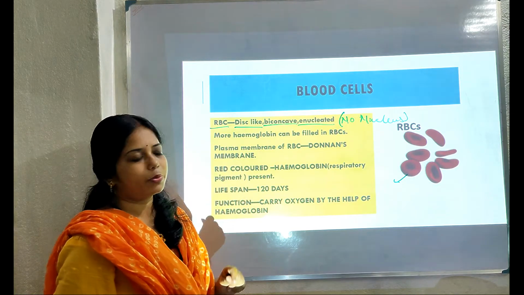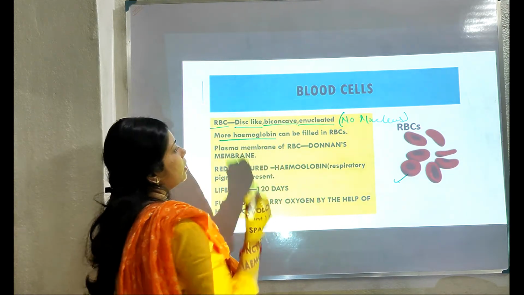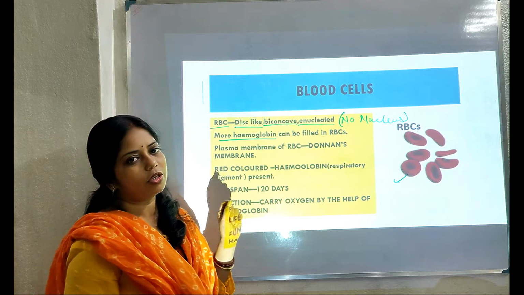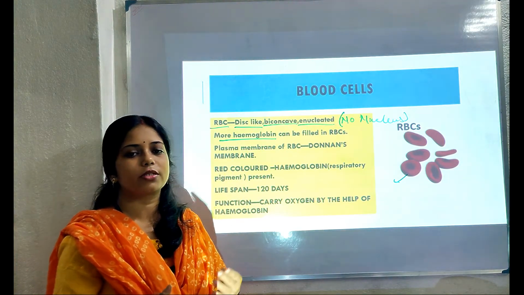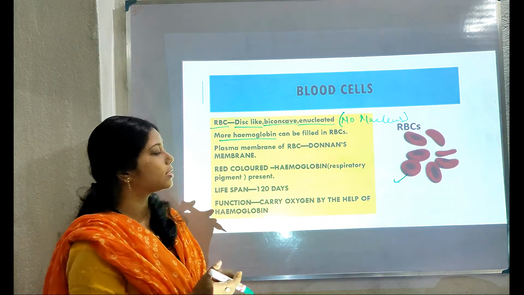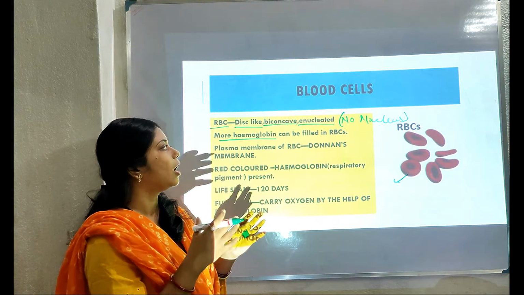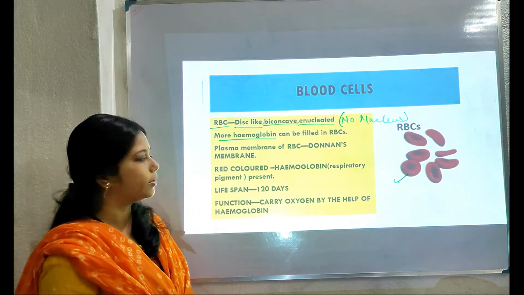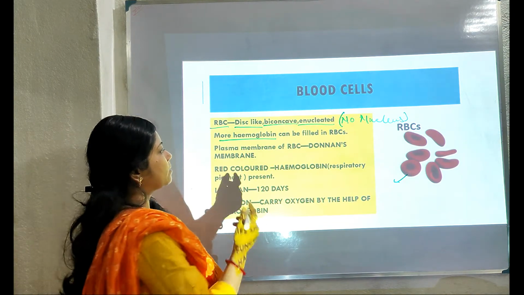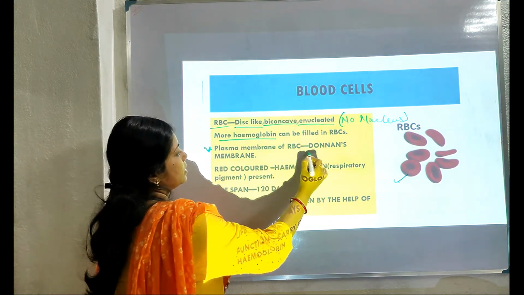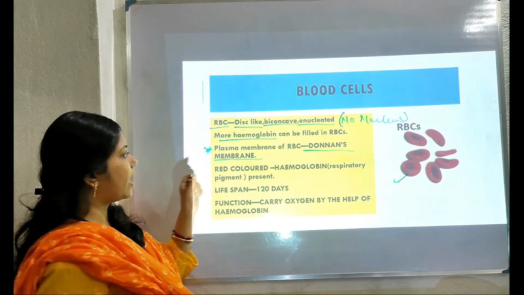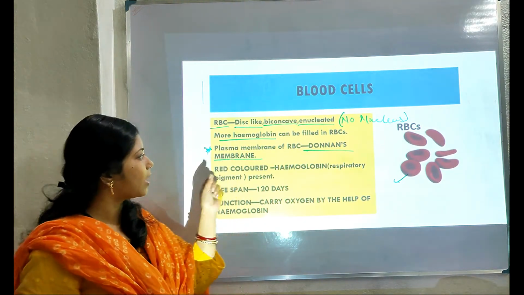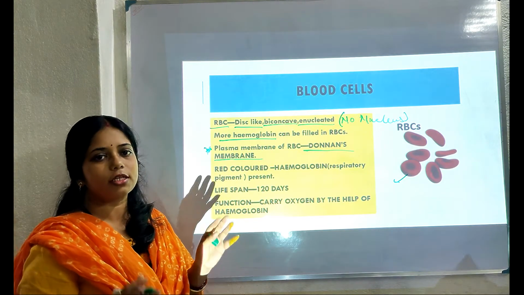Due to this type of structure, they can be filled with more hemoglobin. So not only the nucleus, other cell organelles are also absent in the mature RBCs, and that's why they can be filled up with more hemoglobin. Now the plasma membrane of RBC is known as the Donans membrane.